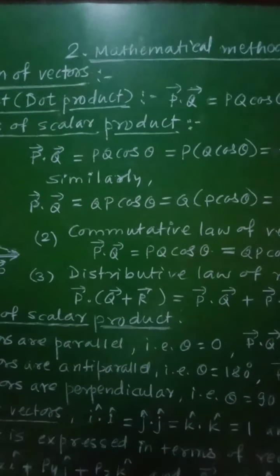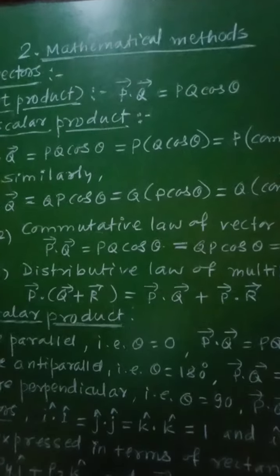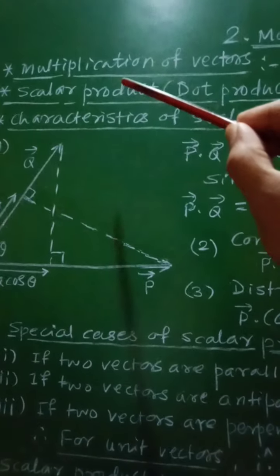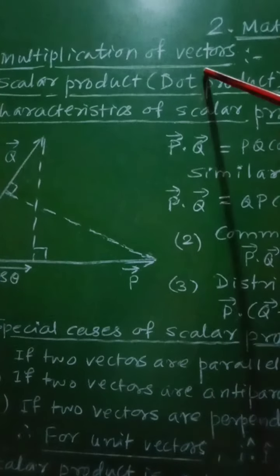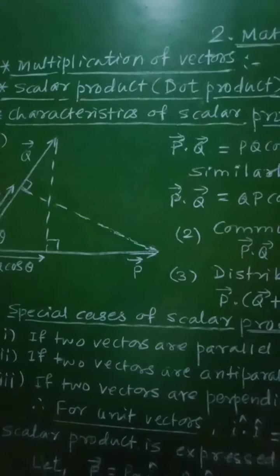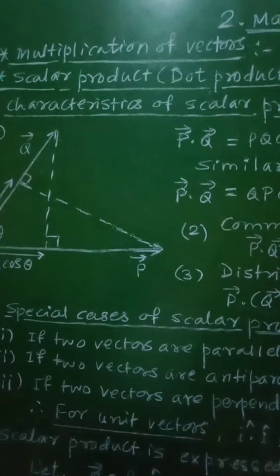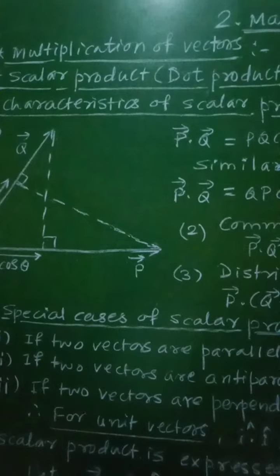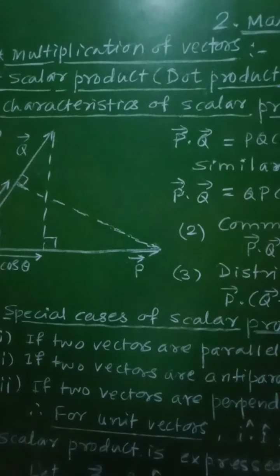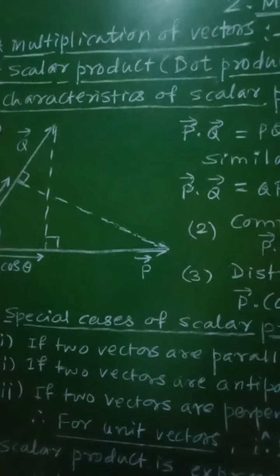Class 11th, Subject Physics, second chapter, Mathematical Methods. From this chapter, let us see the multiplication of vectors. When a scalar is multiplied by a scalar, its product is always a scalar. On the other hand, when a scalar is multiplied by a vector, then the product is a vector.